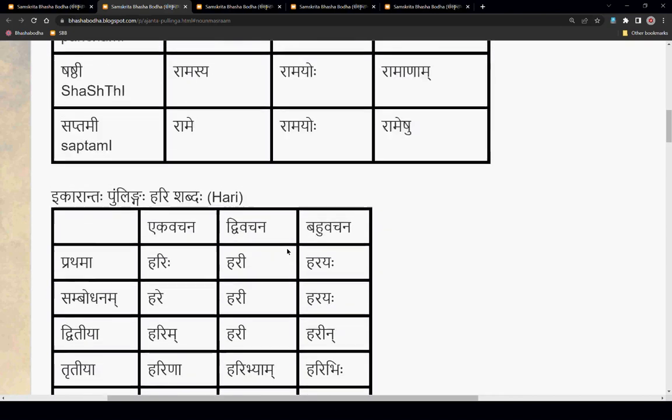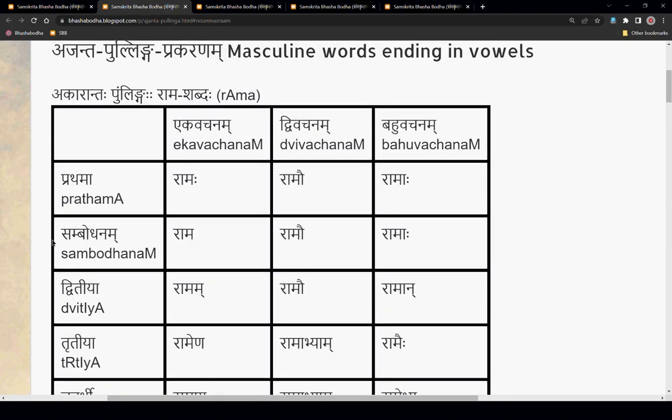If you look at this Sambodhana Rupam here, we have Rama, Ramo, Ramaha. So in the Prathama Sambodhana Ekavachanam we have no visarga, just like the Pratipadikam, which is the base word. The same form is here, Rama.